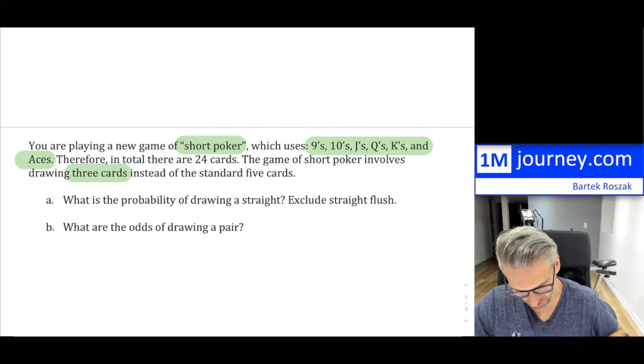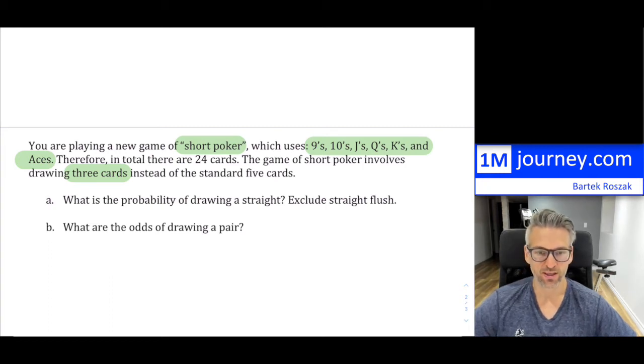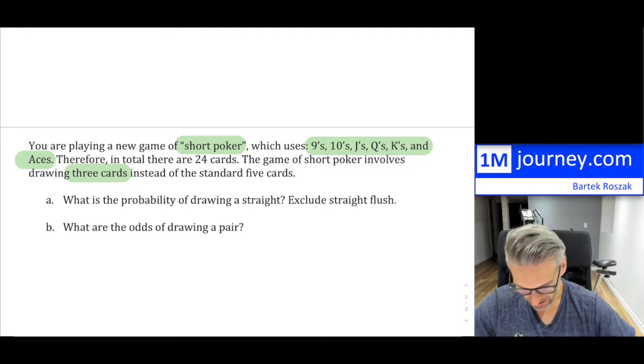Now they ask you for 2 things. For part A, what is the probability of drawing a straight? And we're going to exclude the straight flush and the royal flush, which would have been just 4 of those if it was just queens, kings, and aces. All right, so let's take a look at this one.